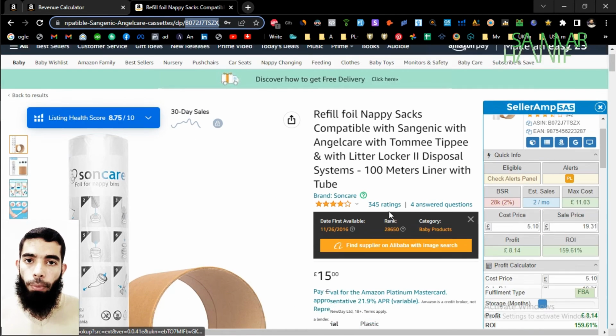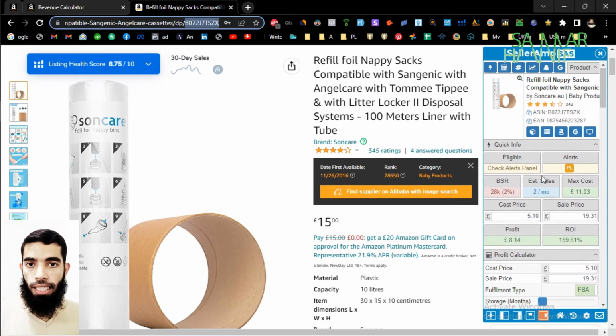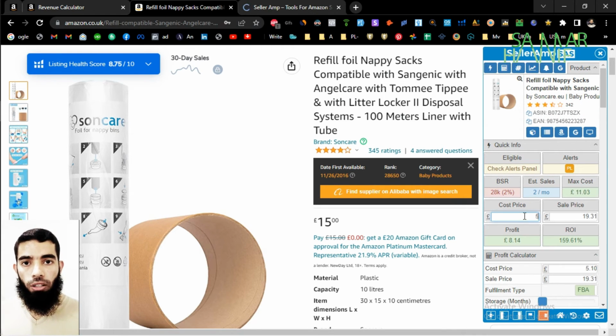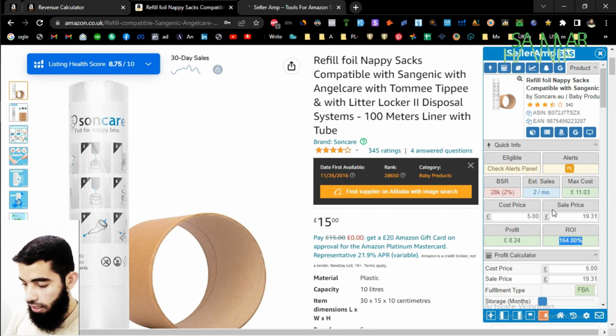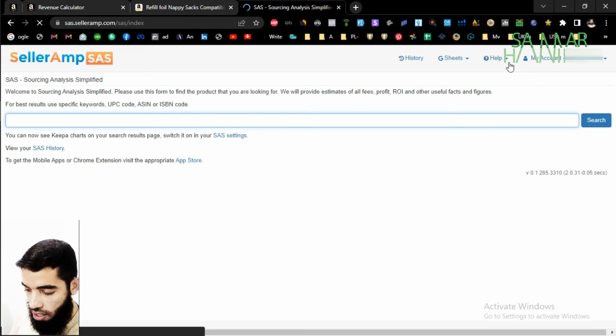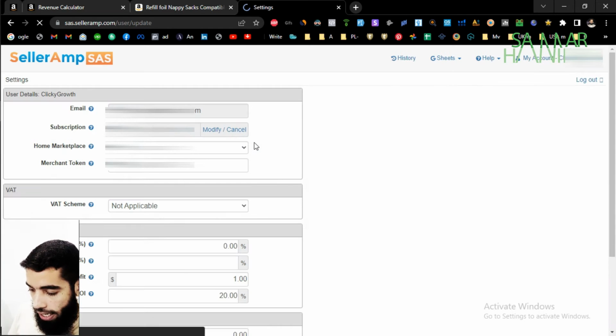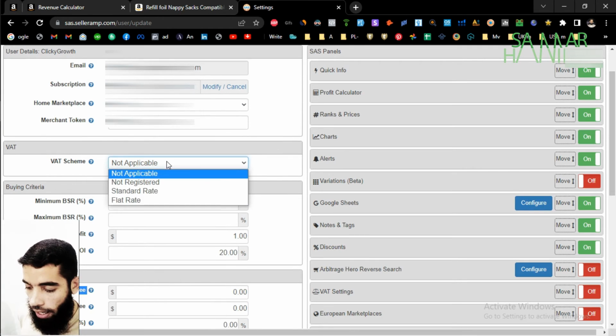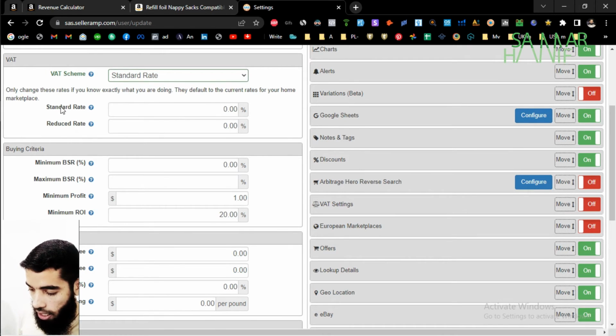Now there are some paid tools out there in the market that will let you configure all these factors and will instantly show you the net profit right there on the Amazon listing page. For example, this tool Seller app does this for you. You can go to the settings and configure VAT and all other costs that I have included in this sheet.